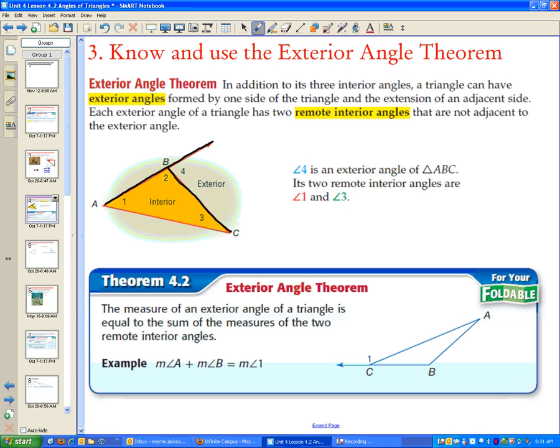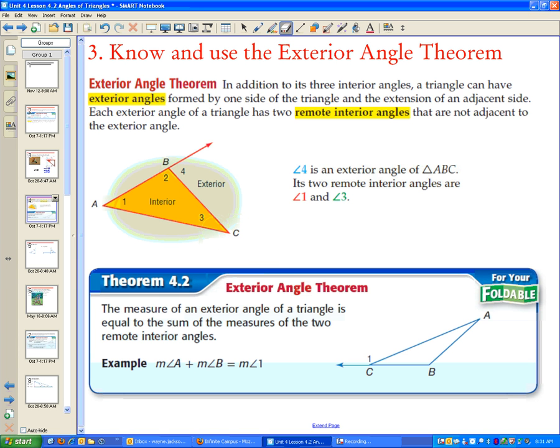You can make one at each vertex. See, I could do that. Then I could extend this one and use that side. Angle 5 would be an exterior angle. And then I could extend this one and use that side, and angle 6 could be an exterior angle too. And if I extended different sides, I could get different exterior angles at each one as well, couldn't I? Okay, so you can get exterior angles. You can get them at each vertex.